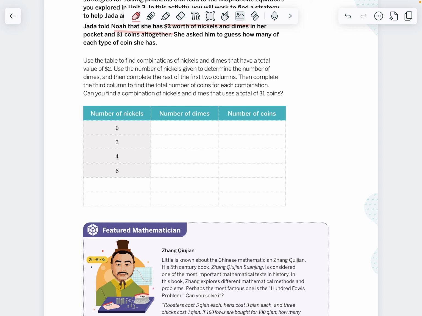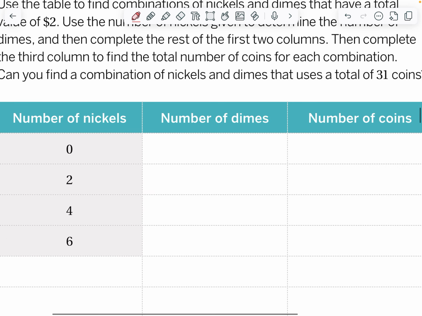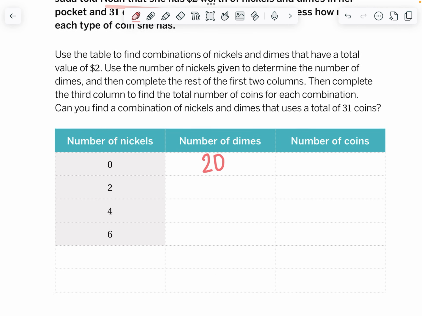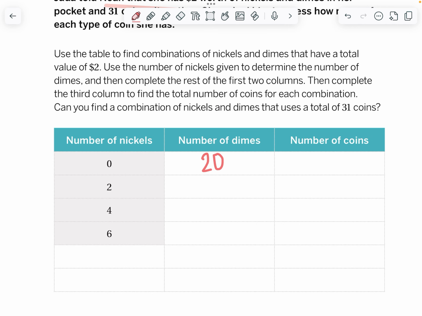So if I start thinking about the $2 starting from the warm-up, if I had 0 nickels and I counted by tens, I would have to have 20 dimes to get to $2. And while that equals the $2 limit, that only gives you a total number of coins of 20. So we've kind of met one rule and we haven't met the other rule.